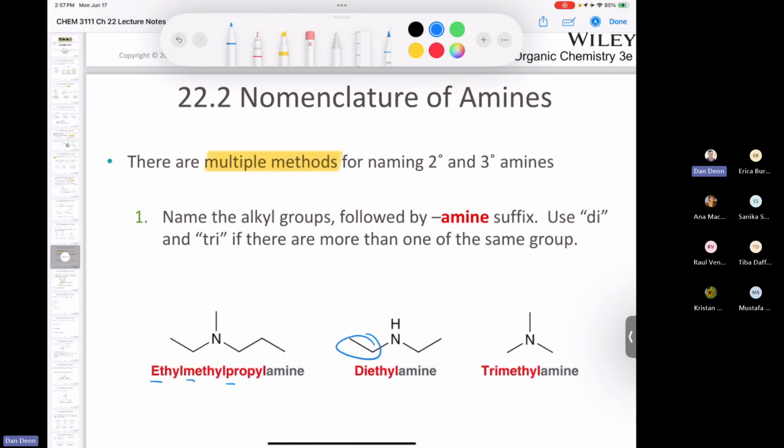If you have two groups that are identical, like this one, you can use the prefix di. You don't call it ethylethylamine. You would call it diethylamine. And trimethylamine is this compound here.